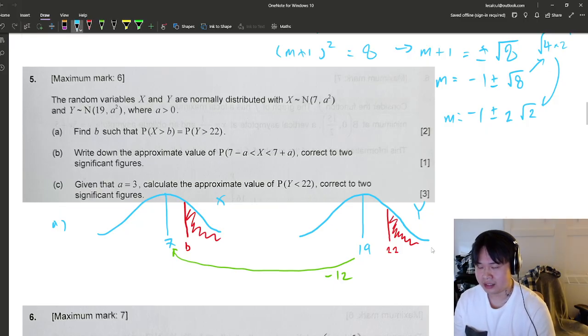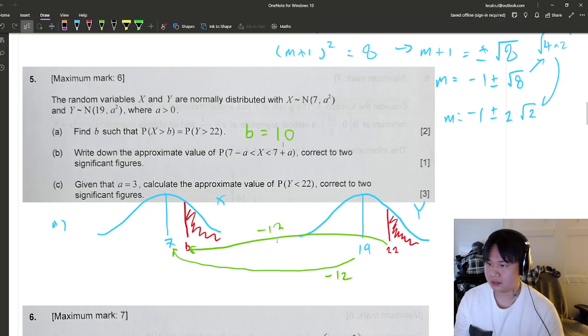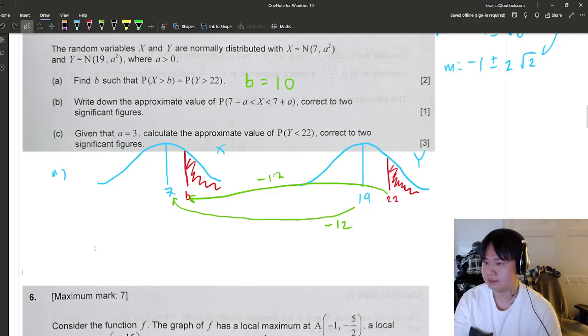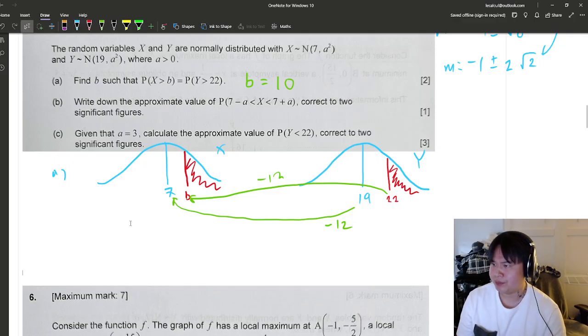And then all we got to do is do the same thing, right? Take 22 and subtract 12. So what is b? B is 10. Same shape, same standard deviation. So we just find the difference in their means, and then go from there.